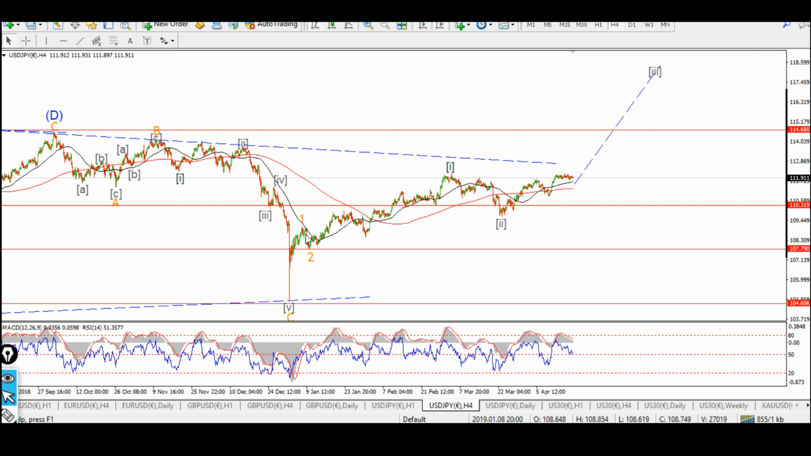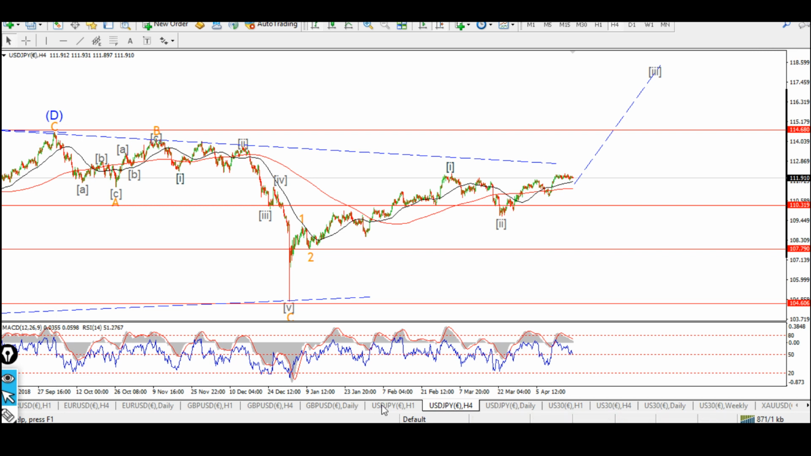We can put that as one of the alternates. But for now, I'm going to stick with this 1-2, 1-2, and a possible developing third wave up, as this will be wave 1 of 3 to the upside. Or wave 1 and 2, and maybe wave 3 already beginning.